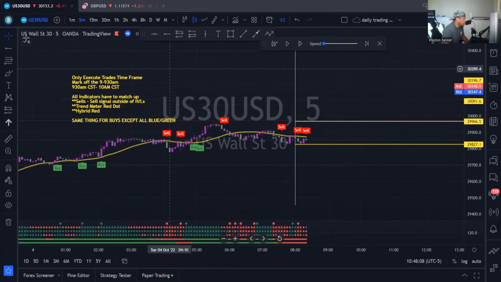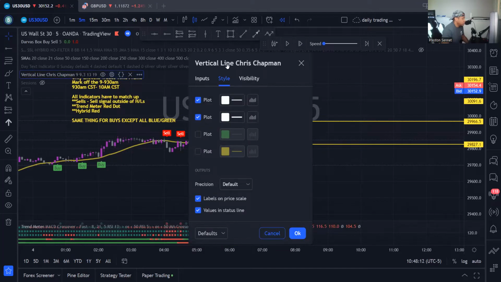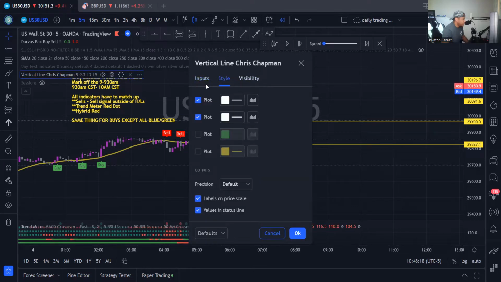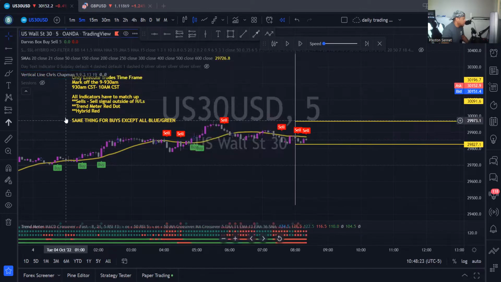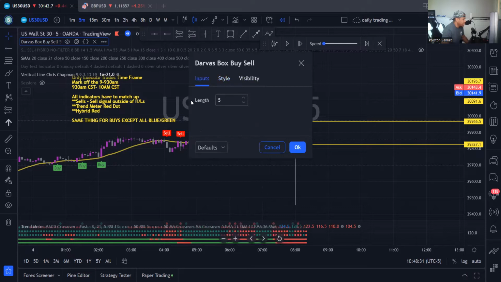So if you can see right here, I have this vertical line indicator by Chris Chapman. I go 9 to 9:30. Then I get rid of these. I only need two and just make them white or whatever color you want. So for this strategy that I use, the Darvish box, buy and sell box, I get rid of this and I just keep these and I keep it at 5.